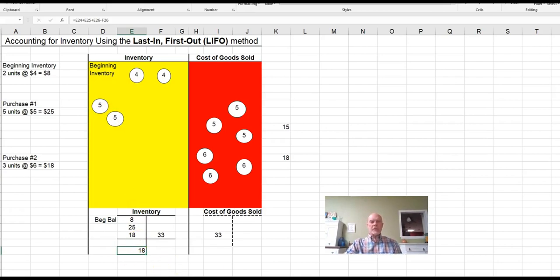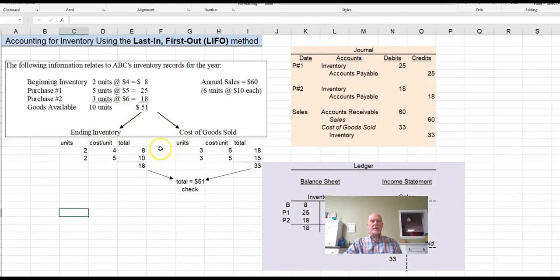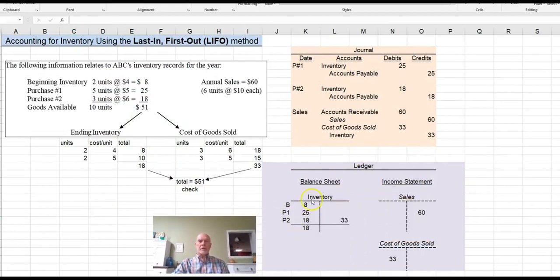So if we go over here and look at the journal entries for that, again, our purchases are already recorded, and then we record our sales of 60, and then in this case, the cost of goods sold, which we already calculated, is 33, but I'll look at it again here. Last in, first out. 3 $6 items were sold first, and then 3 of the $5 items. So that's the 18 and 15 is 33. So that's the number that goes into this journal entry and is taken out of inventory and debited to cost of goods sold.